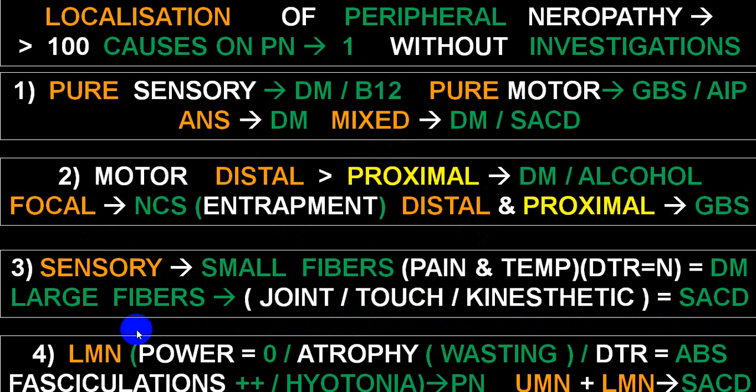And in the motor system, if it is lower motor neuron involvement, power 0, there is atrophy, deep tendon reflex is absent, fasciculation is present, there is hypotonia, and peripheral nerve distribution, suspect peripheral neuropathy. But if there are upper motor neuron findings like hypertonia, a little amount of power, deep tendon reflex is brisk, there is no wasting, and there are also lower motor neuron findings, then in that particular condition, suspect subacute combined degeneration.